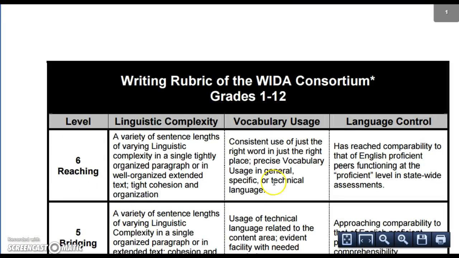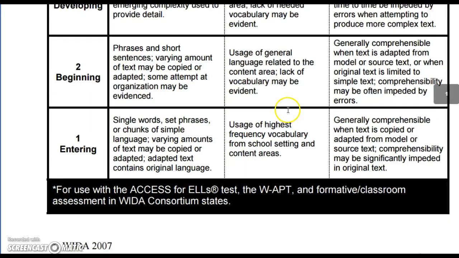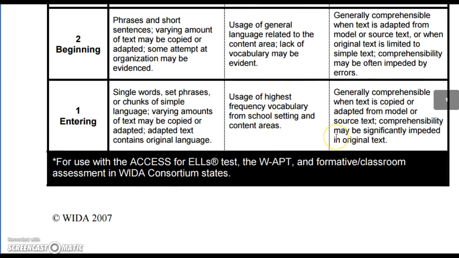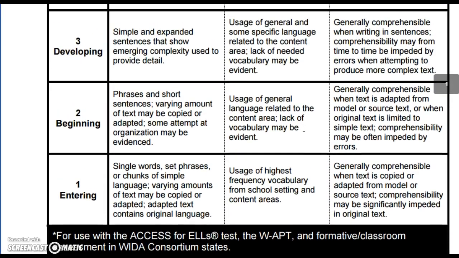So next in the vocabulary usage section, you'll notice that this section maps almost exactly to the speaking rubric. We start at level 1, entering. You'll see that students are only writing with the highest frequency vocabulary words. Words like book, pen, pencil, notebook, and some words from their content areas, the really high frequency ones.